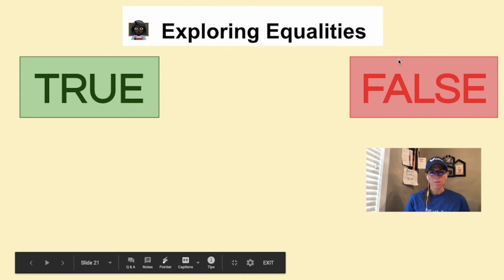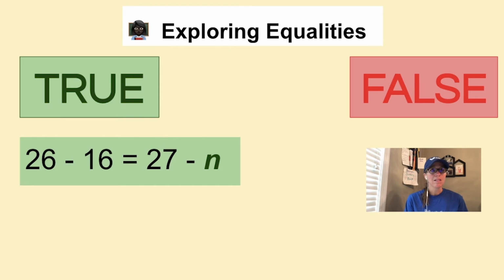For our last example, I'm telling you this time that this is going to be a true equation that shows an equality. So this time we're using the variable, the letter n. Maybe we're thinking about the number of tacos. There were 26 tacos and you subtracted 16. 26 minus 16 has to be the same as 27 minus n, our variable there. What would n equal to make this equality true?